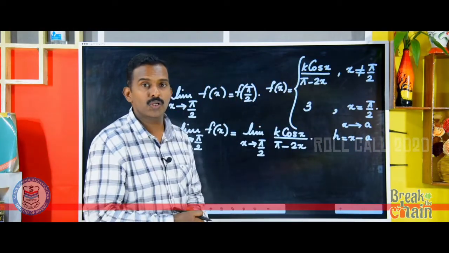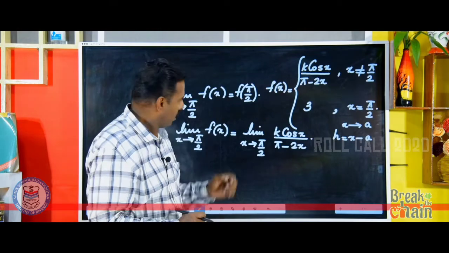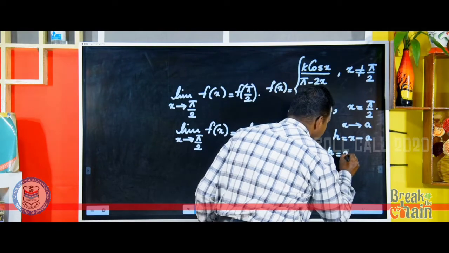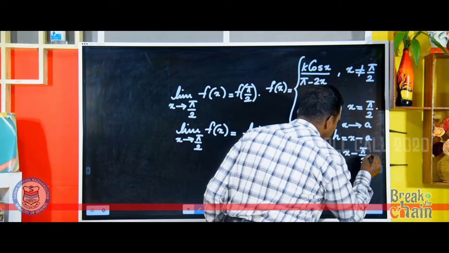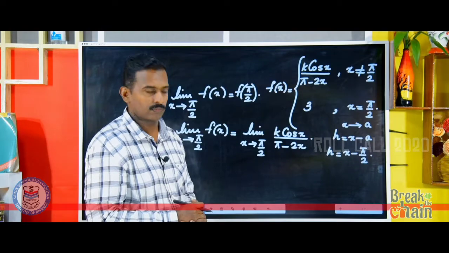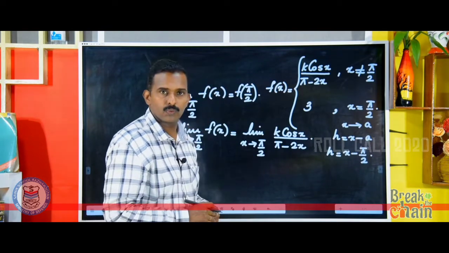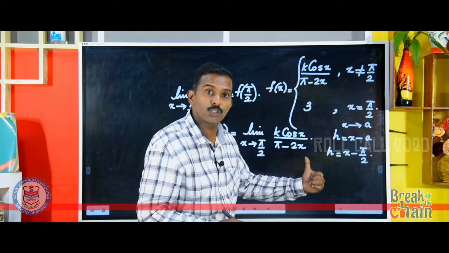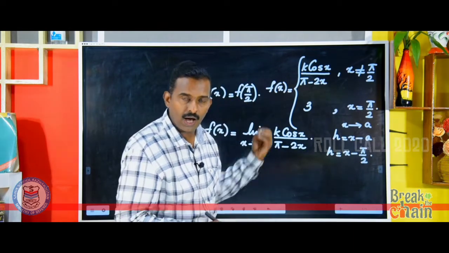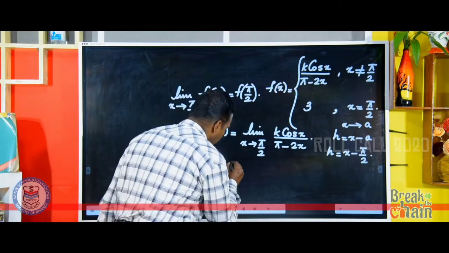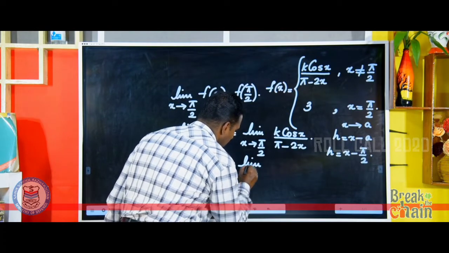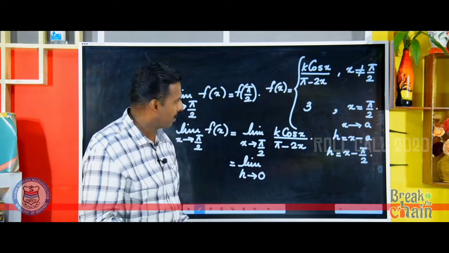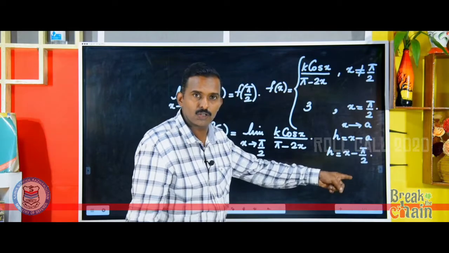We will give substitution h equal to x minus a. Here also we will give substitution h equal to x minus pi by 2. That is a substitution. x tends to pi by 2, therefore x becomes pi by 2. Therefore what will h do? h will tend to 0. Therefore after substitution, limit h tends to 0, because x tends to pi by 2, substituted here, h will tend to 0.